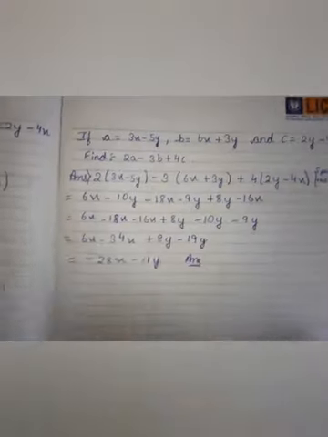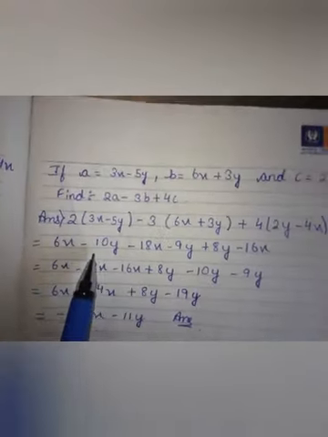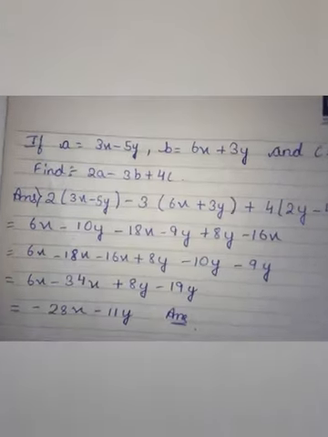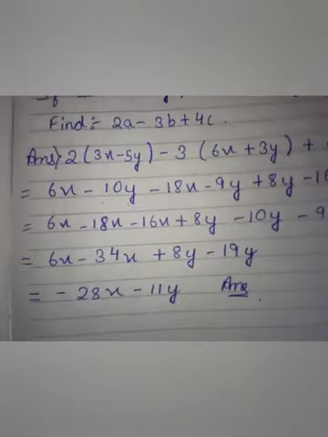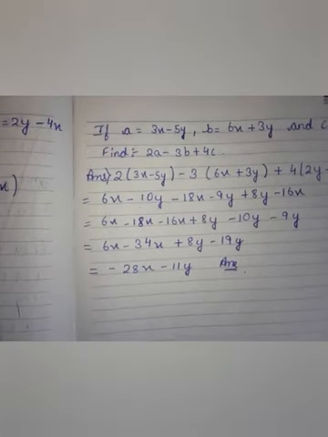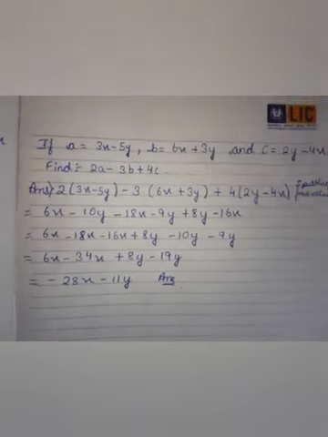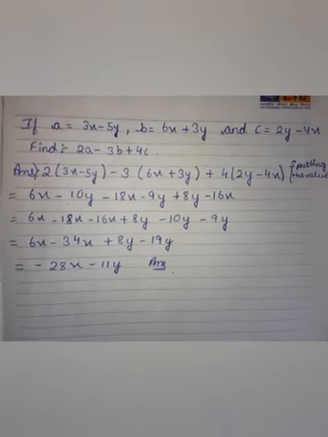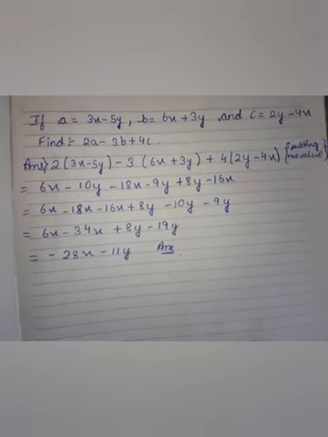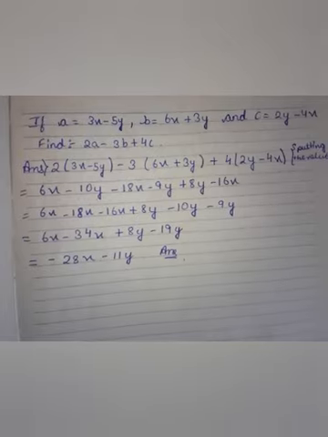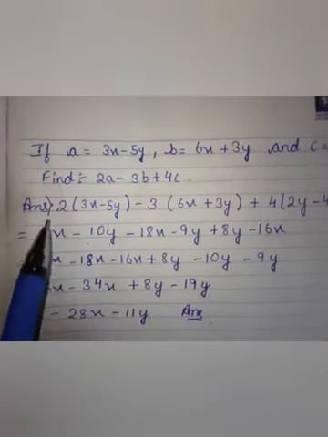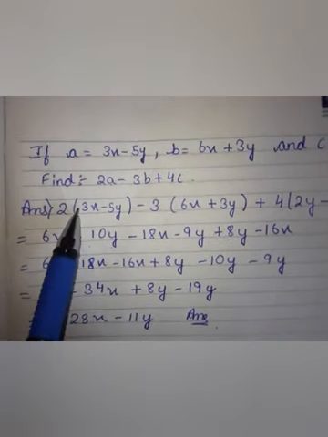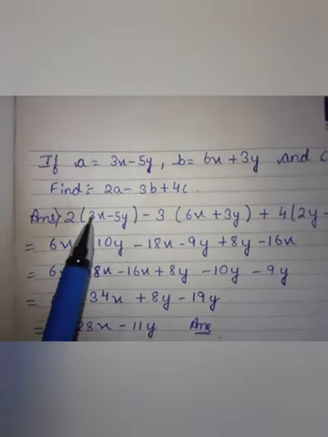Now here you can see 6x minus 10y, because first I would like to tell you an important rule. When you are multiplying two numbers and both the numbers have the same sign, the result will come in plus, and when the two numbers have different signs, the result will come in minus. Here you can see before it is a plus sign, here it is a plus sign, so the result will come in plus because of the same sign.